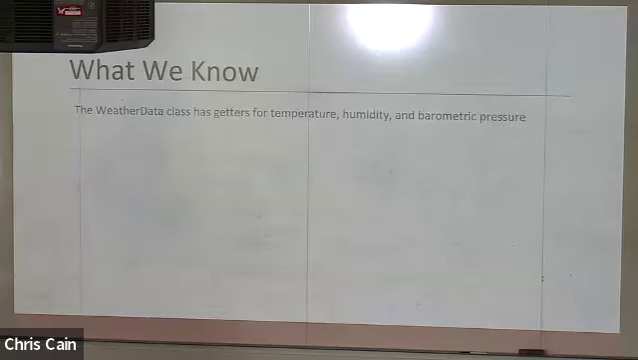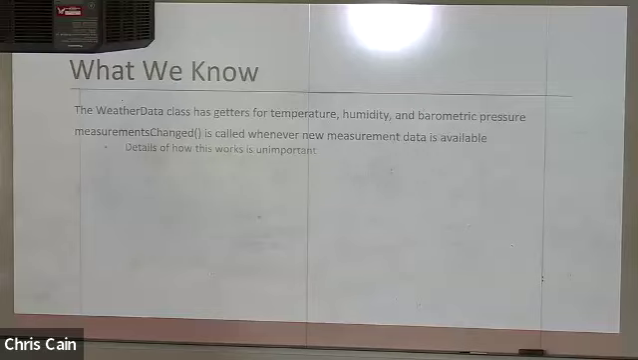So we know the weather data class has getters for the temperature, humidity, and pressure. There is a method called measurements changed that is called whenever new measurement data is available. So the weather station will reach out to us and say something has changed, and then we can call get temperature, get humidity, and get pressure. We don't need to worry too much about how this happens. It's just going to happen from our perspective for this.